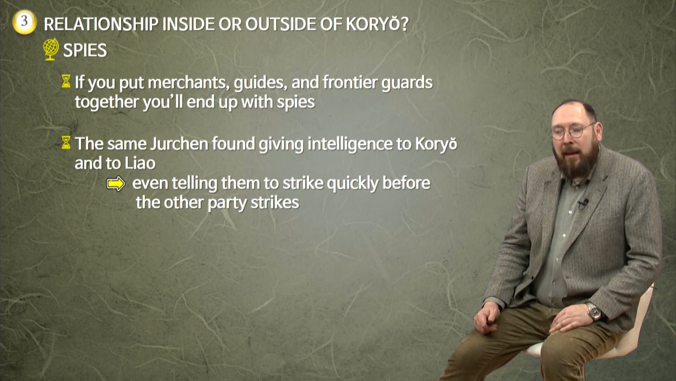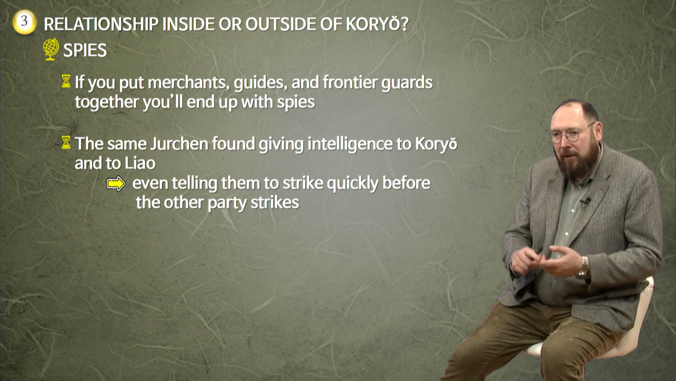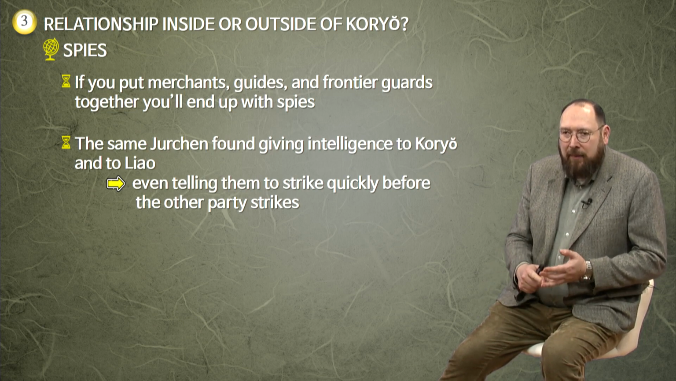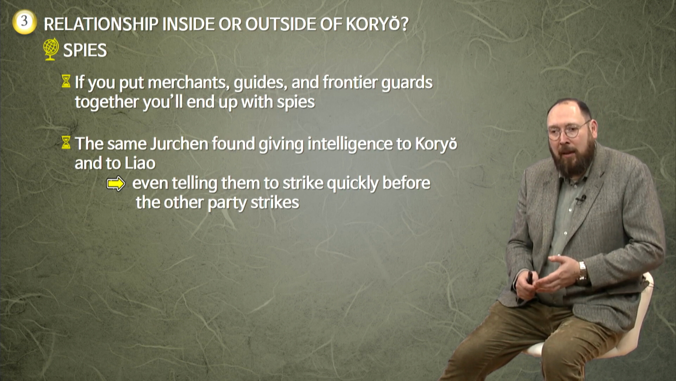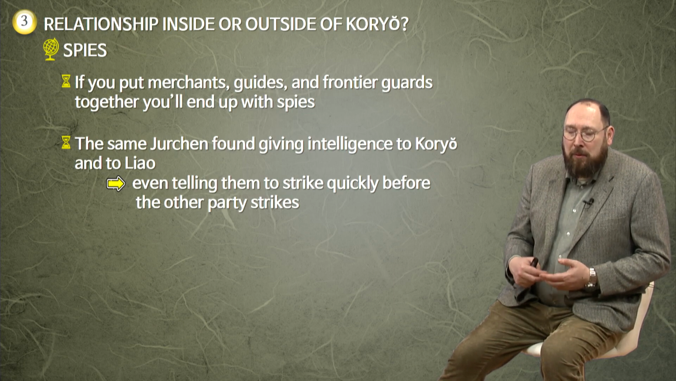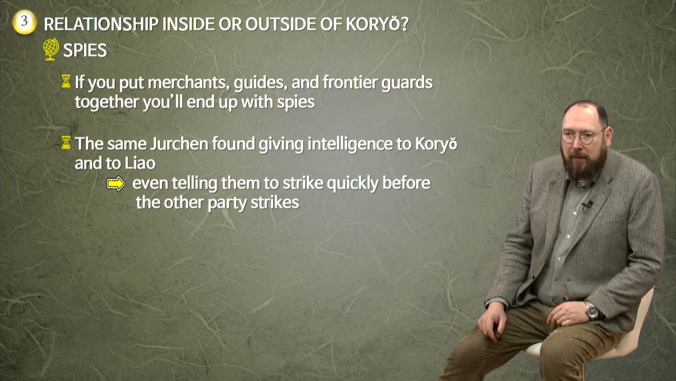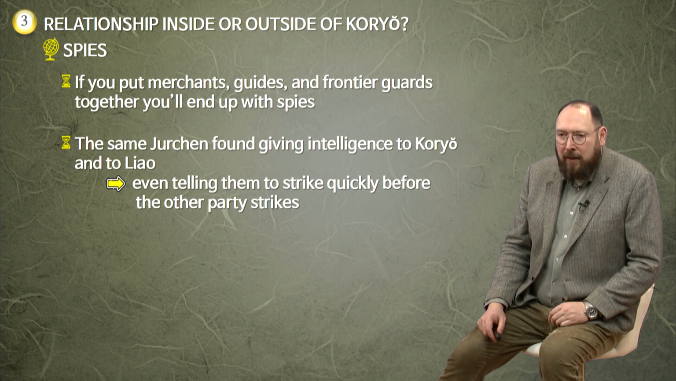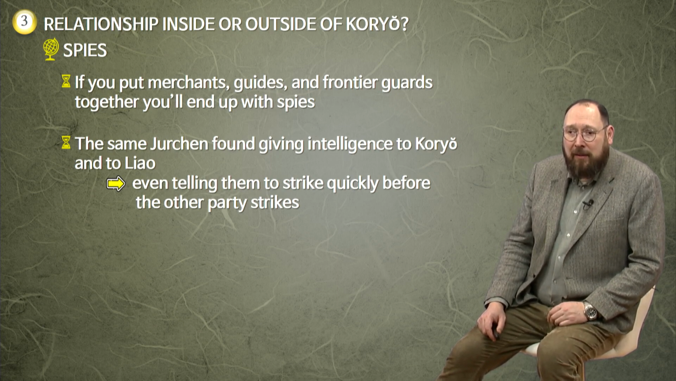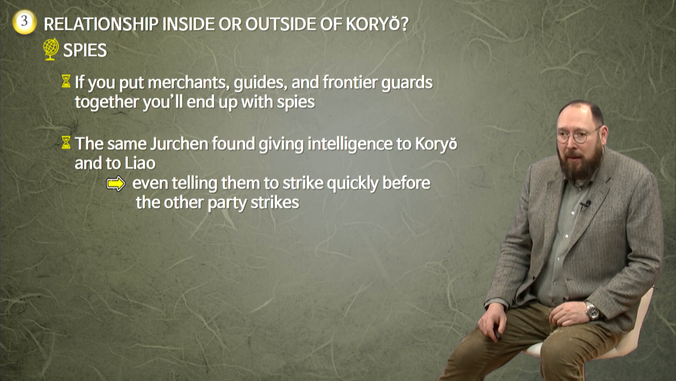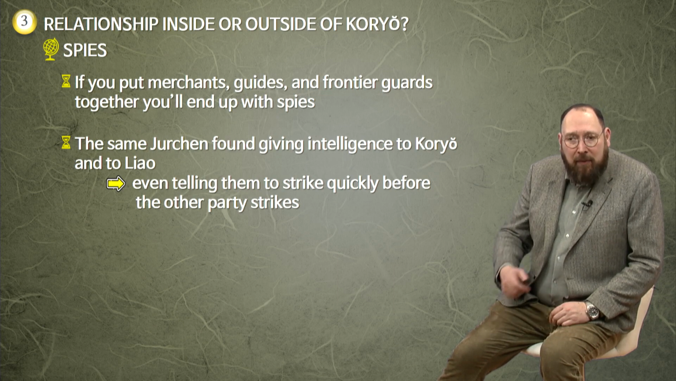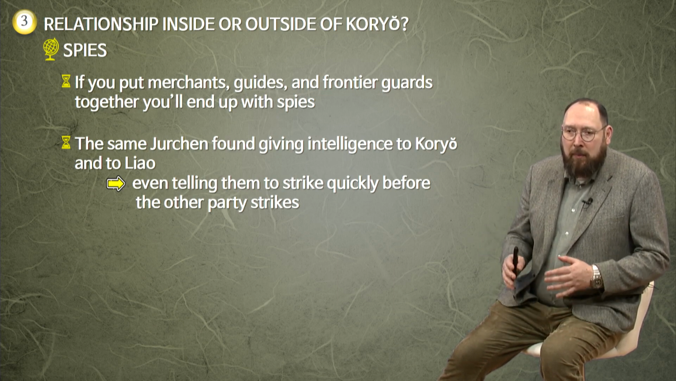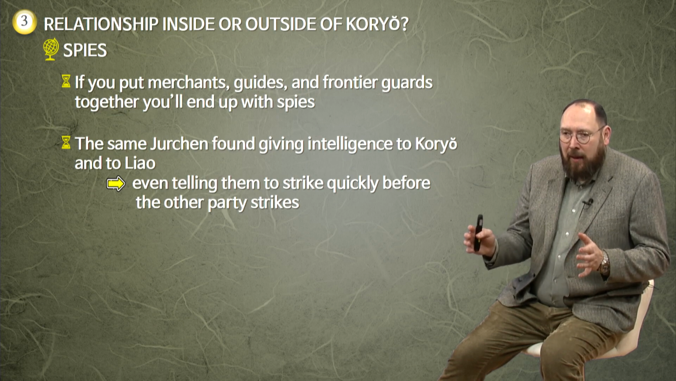And I guess if you put all this together, so frontier guards, merchants, and guides, then you come to the fourth category, and that is that of spies, which is really a kind of romantic word for people who deliver intelligence to the state. So for Koryo and for Liao, for both states, it was extremely important to know what the other state was about. Was there perhaps a buildup of troops somewhere that would indicate the possibility of an invasion? Things like that. Even if you have good relations with your neighbor, you do want to know the military and the security situation at the frontier.